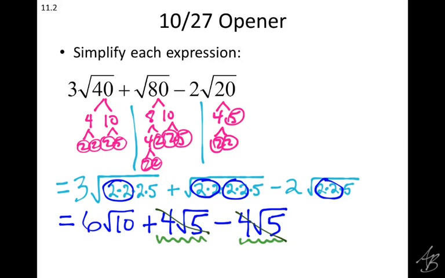So then what do we do? What's our answer? 6 square root of 10. Yeah. We still need that 6 square root of 10, but we don't have anything left with the square root of 5. So our answer is just 6 square root of 10.